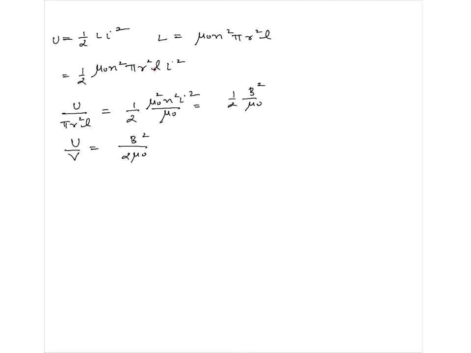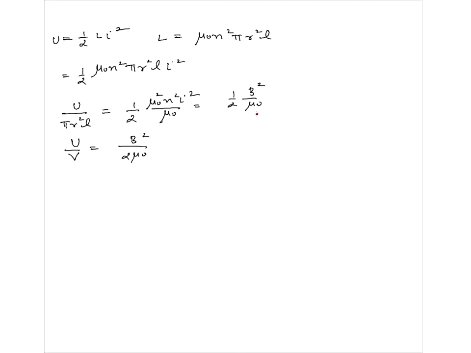It will be half mu naught n square I square. I'm intentionally multiplying by mu naught, making it square, and dividing by mu naught, because mu naught n I is B. So this becomes B square. Mu naught is in the bottom. So half B square by mu naught is the magnetic energy density. Half B square by mu naught.